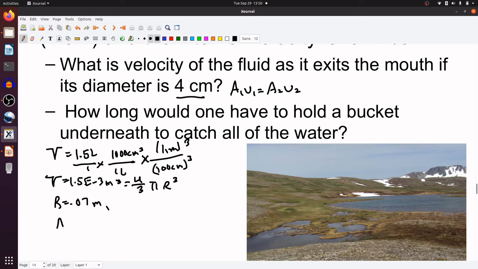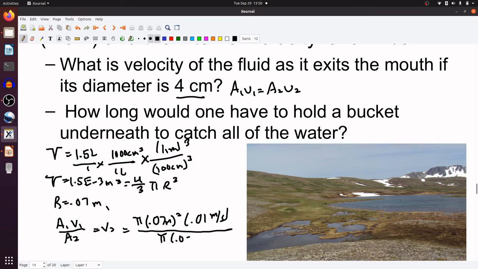All right, so we have A1 V1 over A2 is going to be equal to V2. And now with that information, A1 is going to be pi times 0.07 meters squared, times 0.01 meters per second, all over A2, which is going to be pi times the radius squared. The diameter is 4 centimeters, so half the diameter is going to be 2 centimeters, so that's 0.02 meters squared.